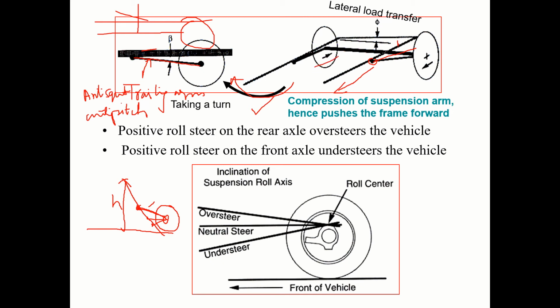Correct? It pushes the vehicle like this. You are steering in this direction, it is oversteering. That's the kind of problem. So suspension roll axis, inclination of suspension roll axis. Okay, this bar was right. So it will oversteer if you connect like this, neutral steer, understeer.